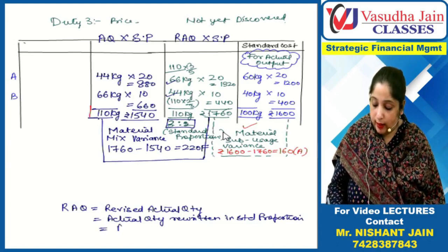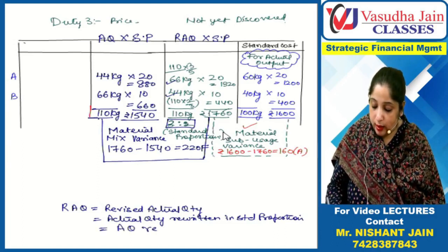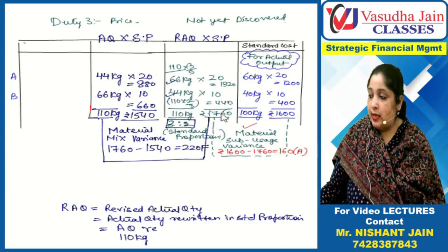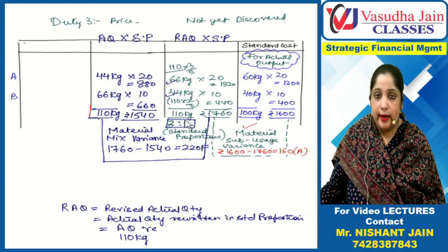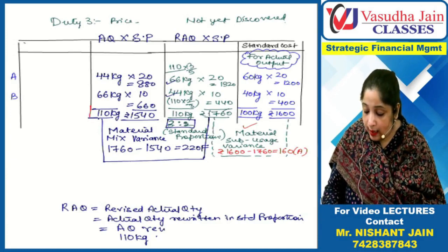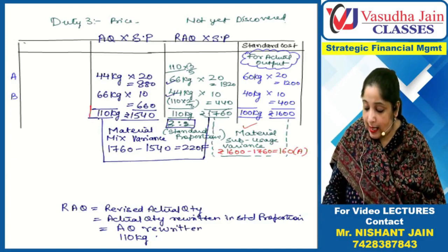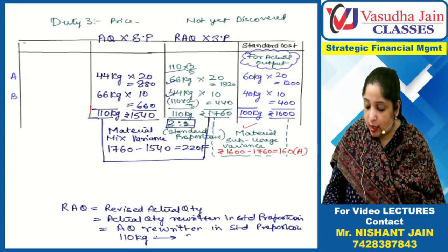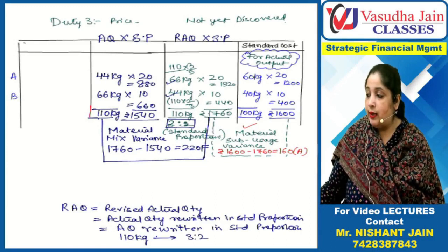Rewritten actual quantity, 110 kg. Actual, the supervisor, instead of using 100 kg, has used 110 kg, but the 110 kg is rewritten in standard proportion. Standard proportion: I told the supervisor to use the ratio of 3:2. So it is written in 3:2.